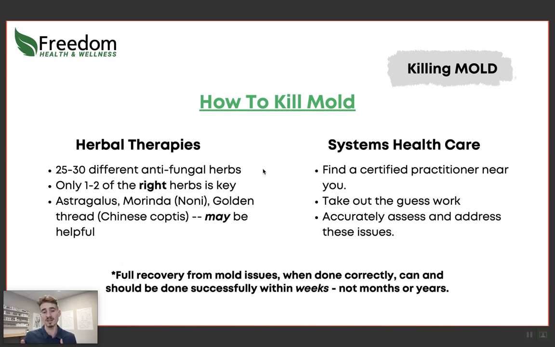Maybe you suggest this with your functional practitioner and say, hey, Dr. Joel mentioned these, having good success with these. What do you think about these? And then, I want to make sure that you're working through this with someone that's able to help you and walk you through it and help you with all that. So astragalus, Morinda, also called noni, and then golden thread, also called Chinese coptis. Guys, these may be helpful.